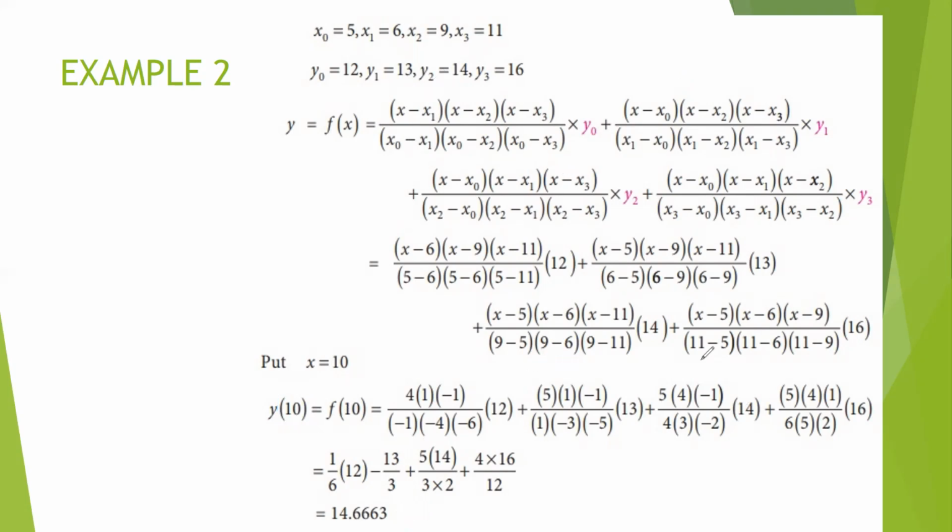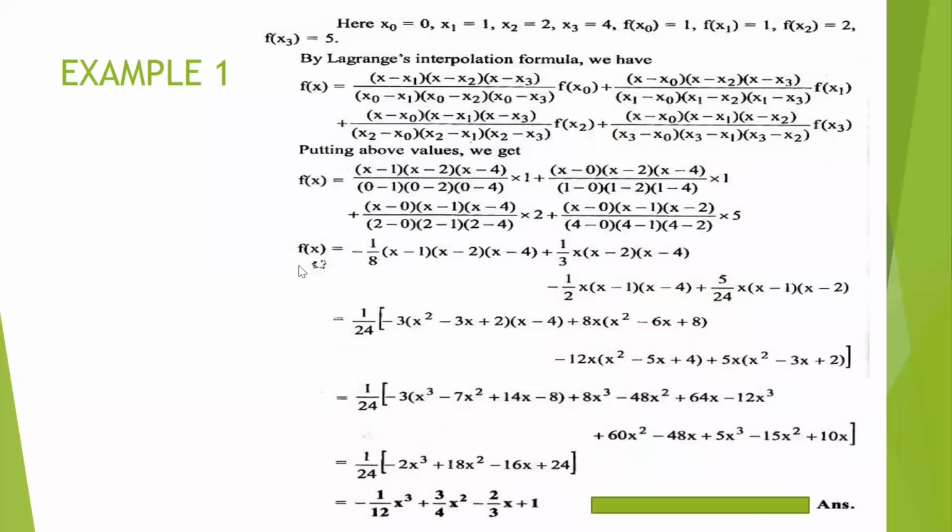By using the same Lagrange's interpolation formula, we can calculate the polynomial. What does this polynomial mean? This polynomial represents a relation between x and y. In this example, we have the x0, x1, x2, x3 values, and their respective y values y0, y1, y2, y3. They have given us f of x0, f of x1, f of x2, and f of x3.